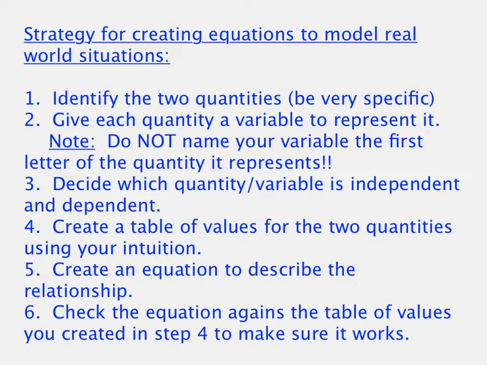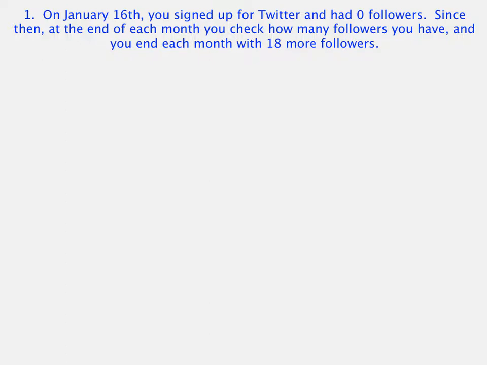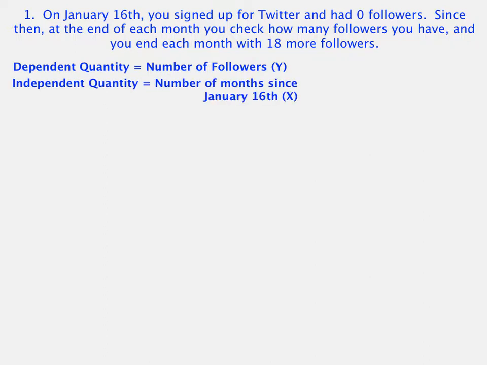So let's go ahead and try some. First example, on January 16th, you signed up for Twitter, and of course you had 0 followers. Since then, at the end of each month, you check how many followers you have, and you end each month with 18 more followers. Great. Okay, I think our dependent quantity here is going to be the number of Twitter followers you have, and let's name that variable y for now. That's kind of our output, if you will. Our independent quantity is going to be the number of months since January 16th, and since that's kind of like our input, let's call that variable x.